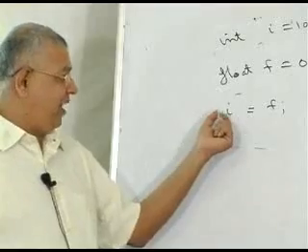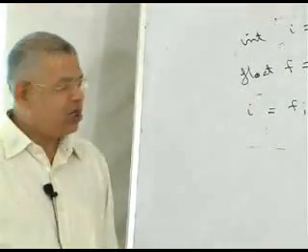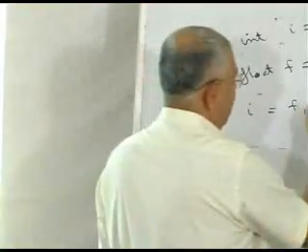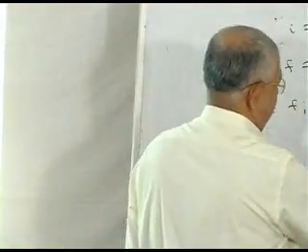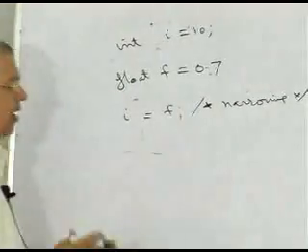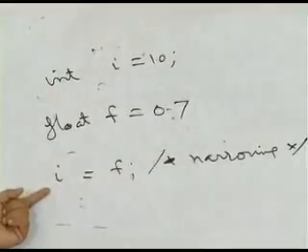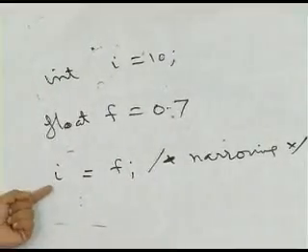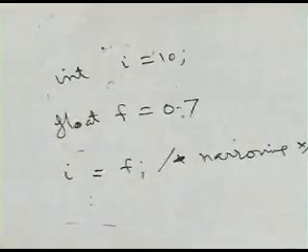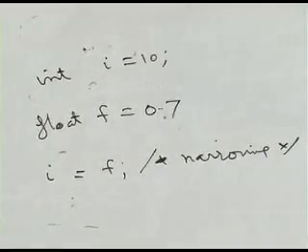So when I say i is equal to f, this is actually called, in many languages, narrowing. What is narrowing? A big fat data type trying to get into a small variable type. i is smaller and f is bigger, so a fat guy is trying to enter a small guy, and as a result this is called narrowing.